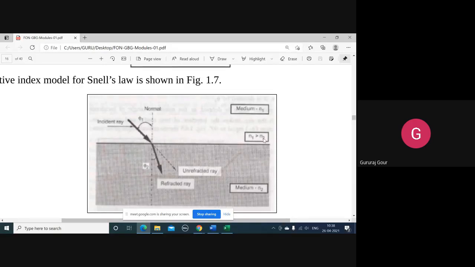Now the condition given is N1 greater than N2. The refractive index of medium 1 is greater than the refractive index of medium 2, which will make the ray bend towards the normal. Refractive indices and densities are reciprocally related. So it is entering from less N1 to more N1, to less N2, because N1 is greater than N2 as stated. So it is bending towards the normal. Otherwise, it will bend away from the normal.